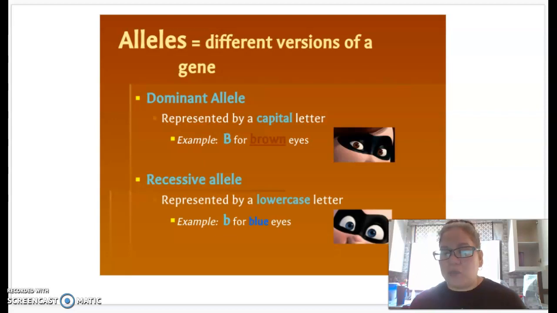When we get to the Punnett square, I'm going to explain to you how you will be able to get one of these recessive genes to show. And you're also going to have Punnett square practice. So a recessive allele would be represented by a lowercase b, and the recessive allele would be blue eyes. Most common is brown, less common or recessive would be blue.